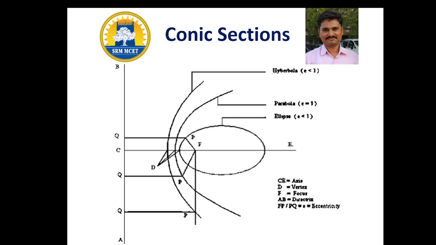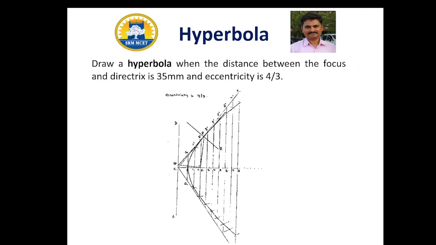Next, we will discuss a sample problem. Draw a hyperbola. The distance between the focus and the directrix is 35 mm and the eccentricity is 4 by 3. Here the eccentricity value is 4 by 3, that is, it is greater than 1. So whenever the eccentricity value is greater than 1, we get a hyperbola curve. In this video we can see the procedure to draw the hyperbola curve.